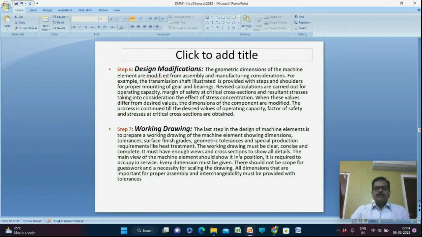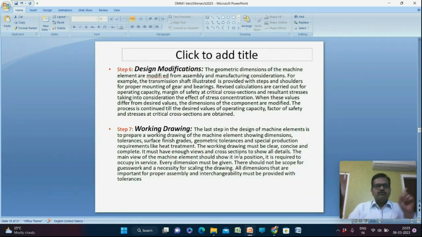Step 6. Design modification. The geometric dimensions of a machine element are modified from assembly and manufacturing considerations. For example, the transmission shaft illustrated is provided with steps and shoulders for proper mounting of gear and bearings. The revised calculations are carried out for the operating capacity, margin of safety at critical cross sections, and resulting stresses, taking into consideration the effect of stress concentration.